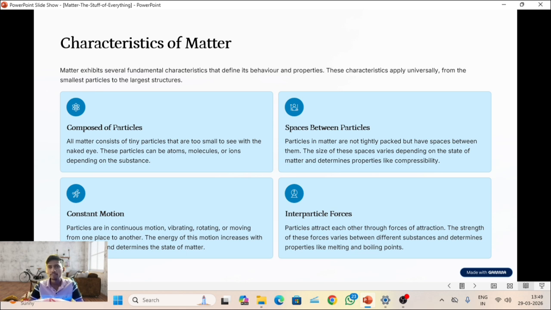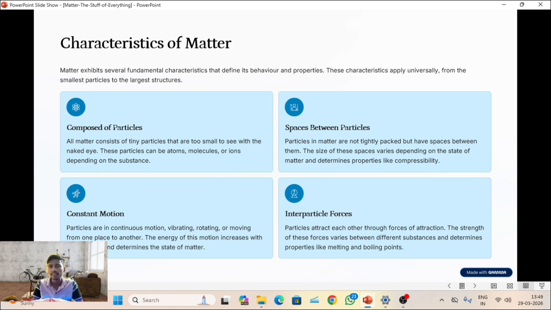If the temperature is very high, the movement of the particle increases. The speed of the movement also increases. And the temperature is the determining factor of the motion as well as the state of matter, which we will discuss further. The next point is interparticle forces.